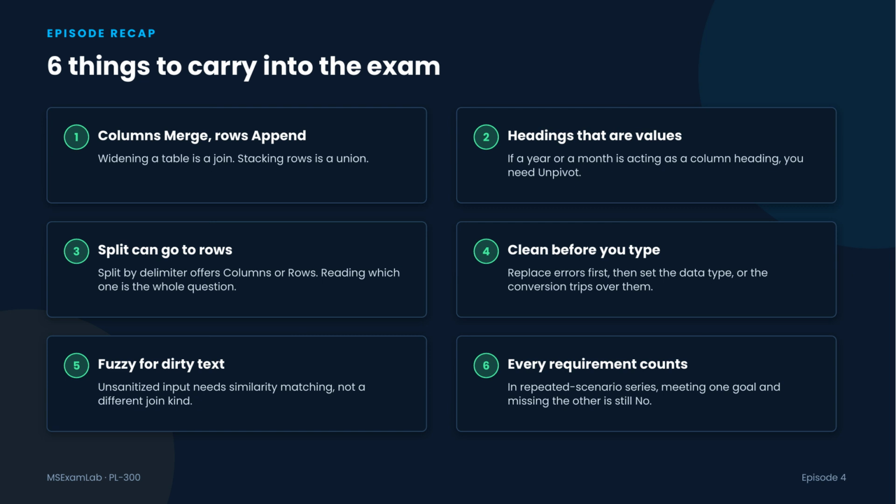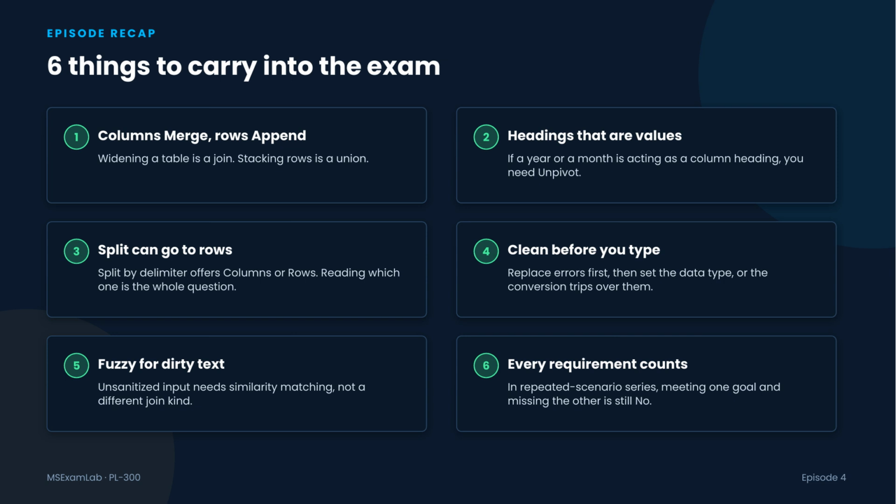6 things to carry into the exam. 1. Columns merge, rows append. Widening a table is a join. Stacking rows is a union. 2. Headings that are values. If a year or a month is acting as a column heading, you need unpivot. 3. Split can go to rows. Split by delimiter offers columns or rows. Reading which one is the whole question.